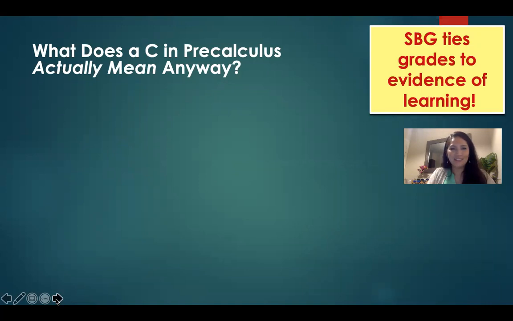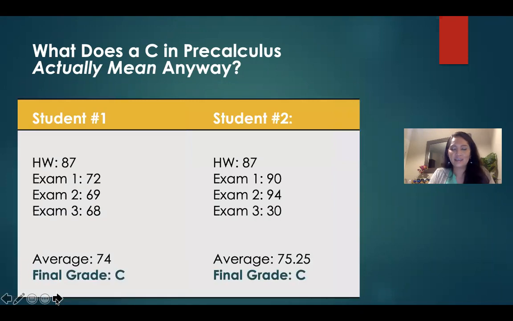The way I pitch this to my colleagues and the way I've always thought about it is, what does this C mean? If a student gets a C in a pre-calculus class, what exactly does that mean anyway? So here's an example. Let's say you've got 2 students, student number 1 and student number 2. Both students have an 87% on their homework, so that's fine.